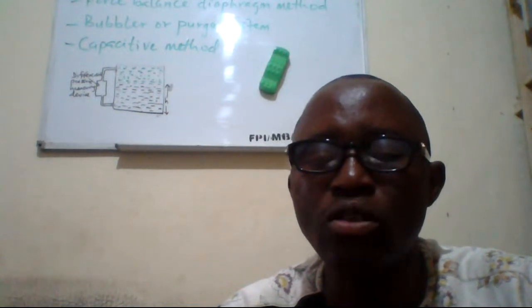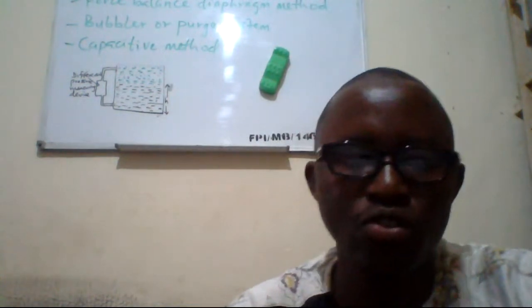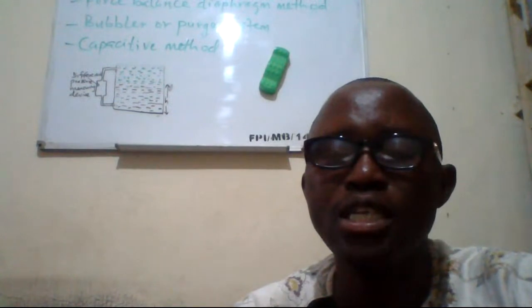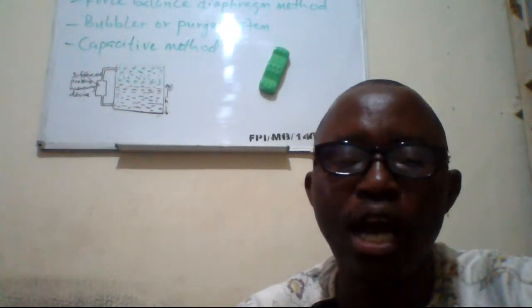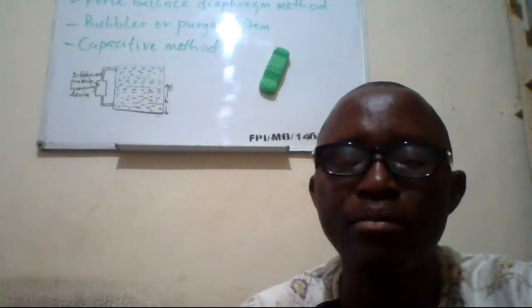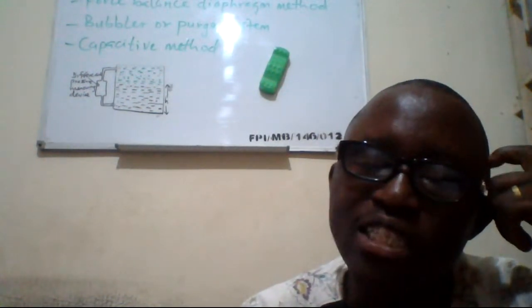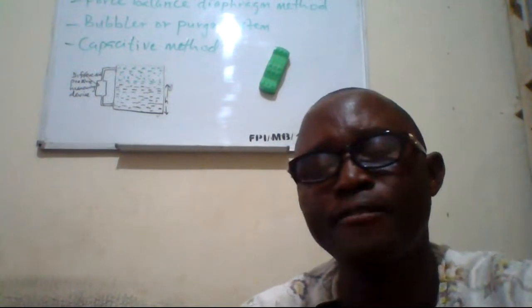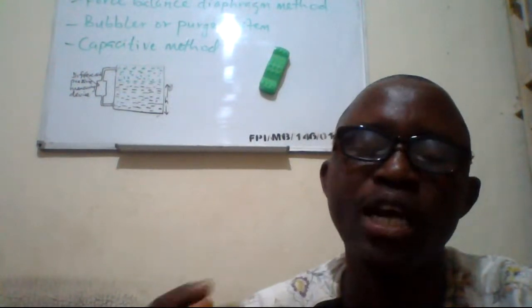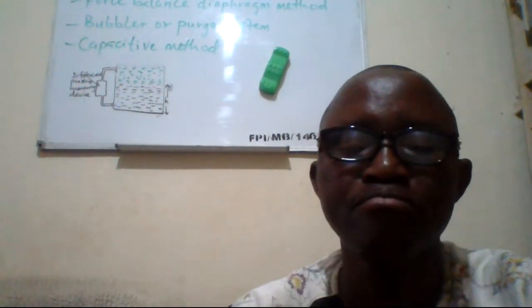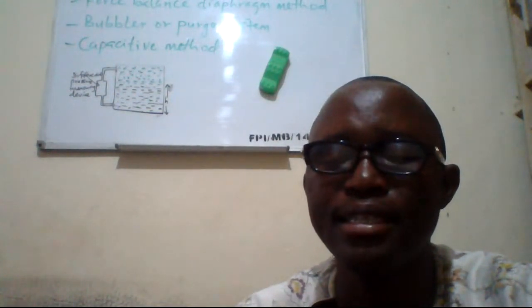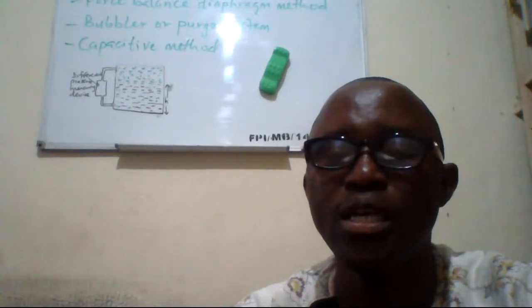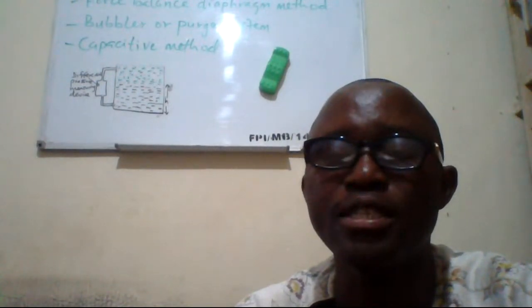When we say bubbler, we are talking about something that bubbles. You know bubbles? When you carry a small pipe, put it inside a container of water and blow air into the small pipe, the air will create bubbles in the water, and the bubbles will come out from the water. The measurement system here works in a similar way, the bubbler or purge system.